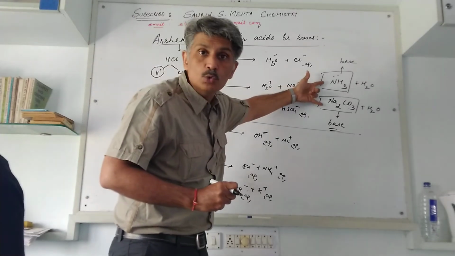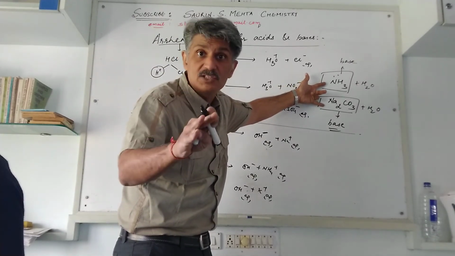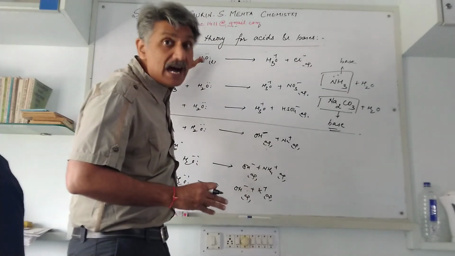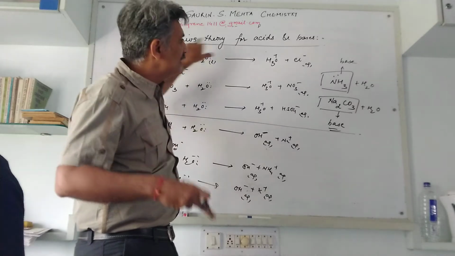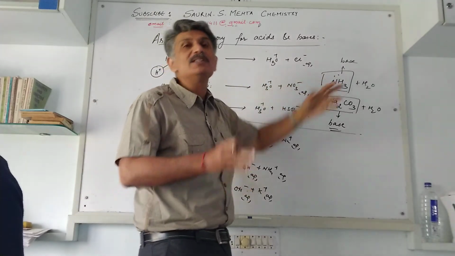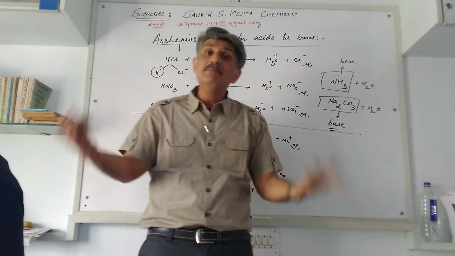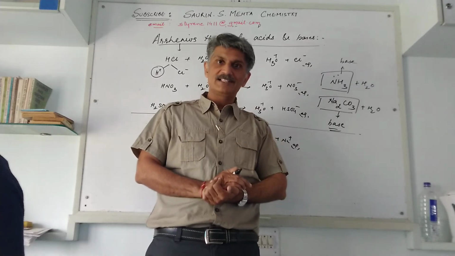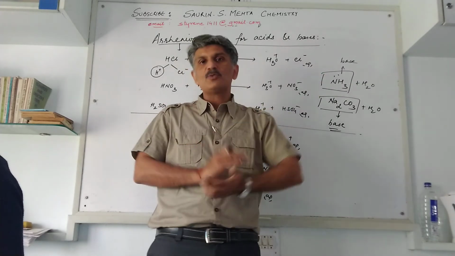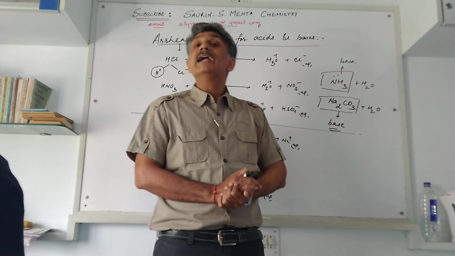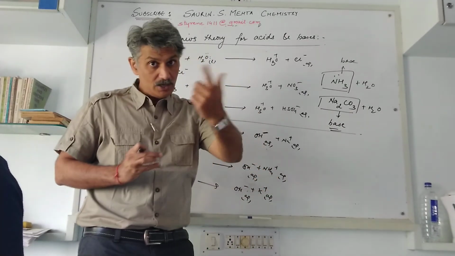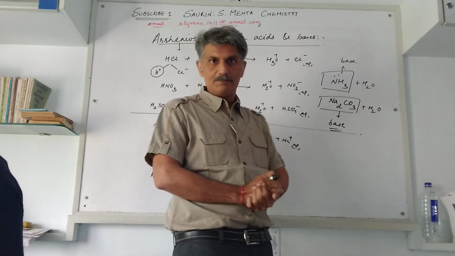So these two are exceptionally basic, but according to the theory of Arrhenius, they cannot be considered in the basic category. So this you can consider as the limitation of Arrhenius theory, and later on it was modified by the scientists named Lowry and Bronsted, and we will talk about that in the next episode.